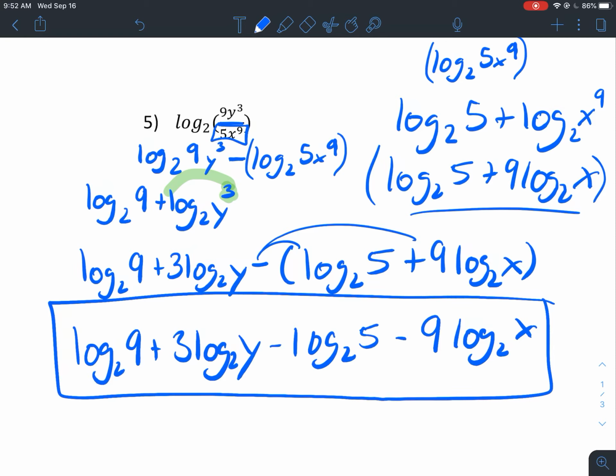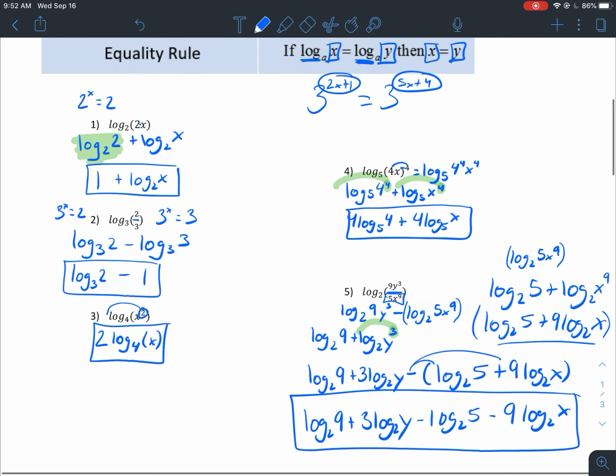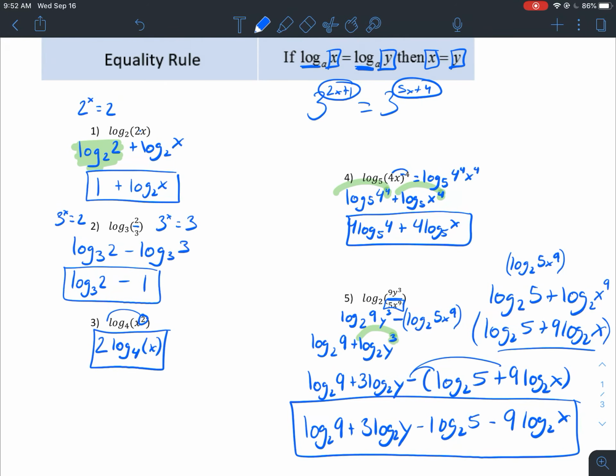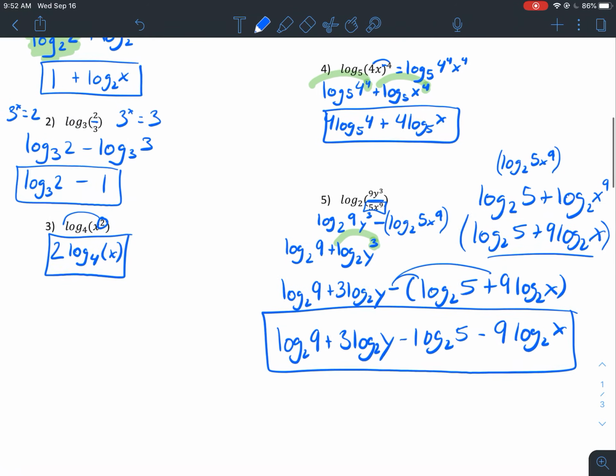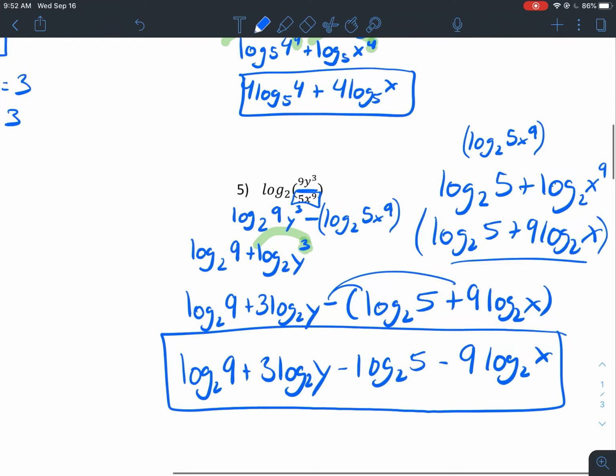Don't be overwhelmed. This was probably one of the hardest kinds of problems you'll get in terms of breaking down logarithms. So don't stress out. Just make sure you really feel good about, I would say, 1 through 4. And these are definitely some challenge ones that we'll work on in class.